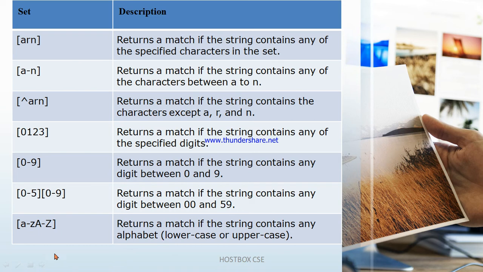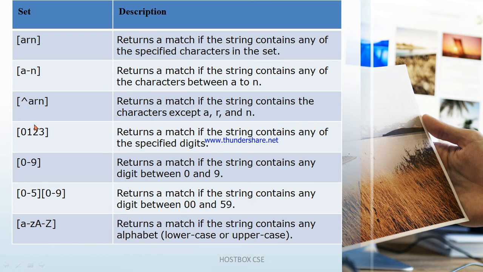As I told you just now, all the set operations come with slash, [arn], [a-n], [^arn], and [0123], [0-9], and so on. Here [arn] returns a match if the string contains any of the specified characters in the set. And [a-n] returns a match if the string contains any of the characters between a and n. Suppose I want to search for a, e, i, o, u, the vowels, and they are available, so it returns a match. If I search Z, it will say not a match.